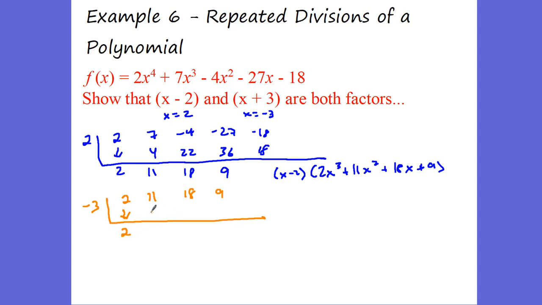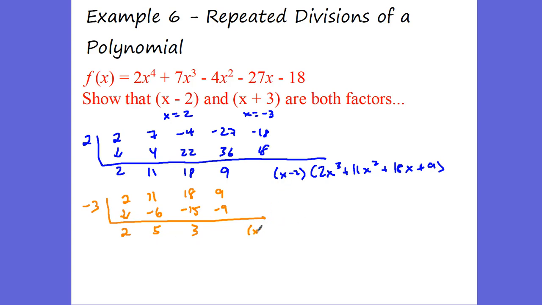So we get 2. 2 times negative 3 is negative 6. We add that up. We get 5. 5 times negative 3 is negative 15. We end up getting 3. 3 times negative 3 is negative 9. Negative 9 and 9 is 0, which means ding, ding, ding! This is a 0.